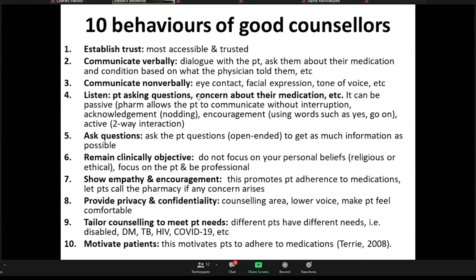Then ask questions to the patient. You want to find out more about their condition, more about their medication history, everything you want to find out. Please, as you ask questions, make sure they are open-ended. We don't want questions like yes, no, yes, no.